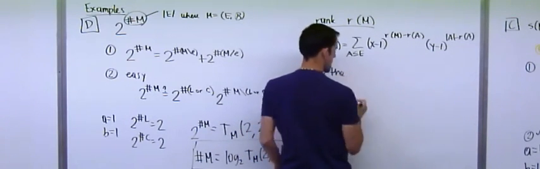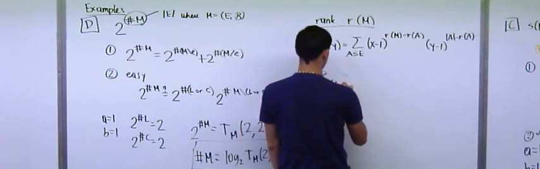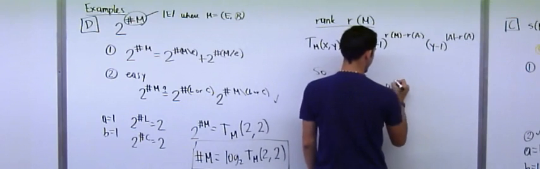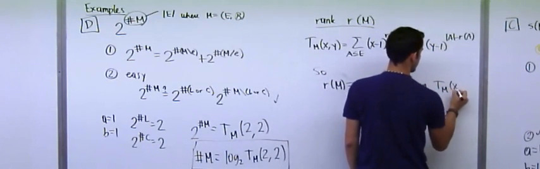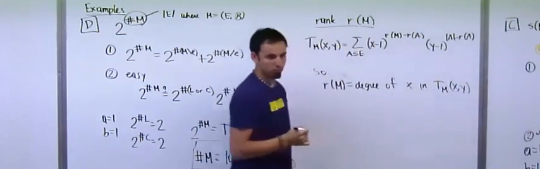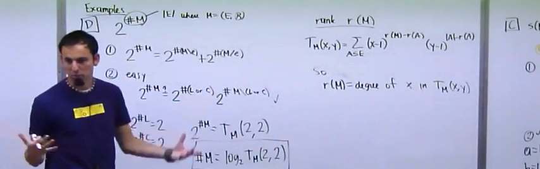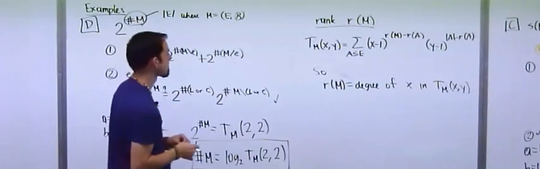So the rank r(M) is the degree of x in the Tutte polynomial. So if I give you a Tutte polynomial, and if you need the rank, all you do is look for the largest power of x around, and that's the rank.